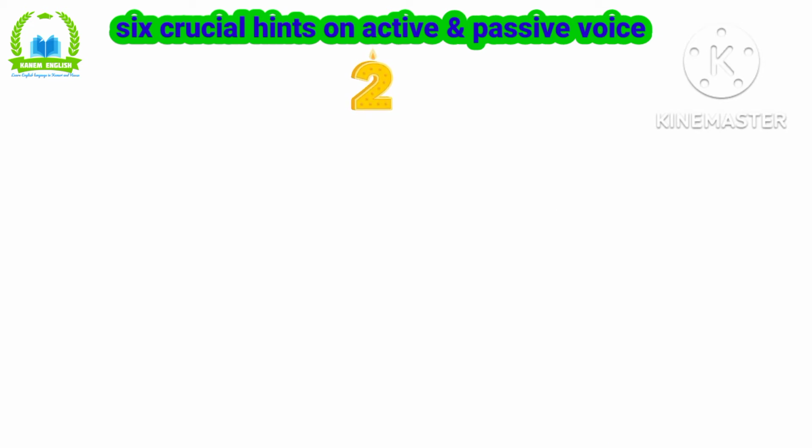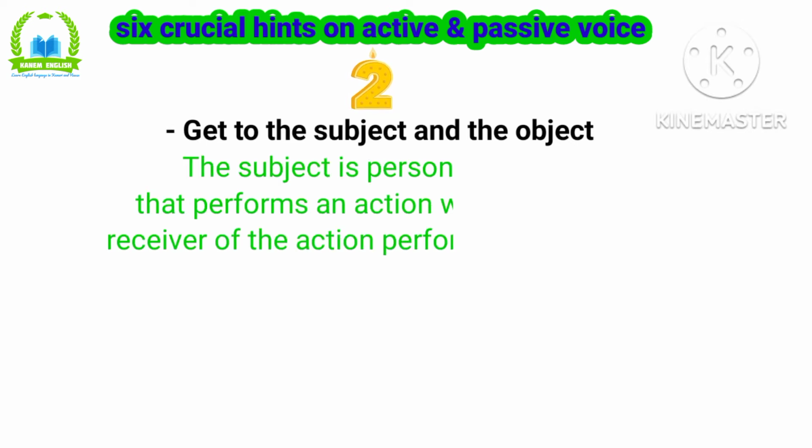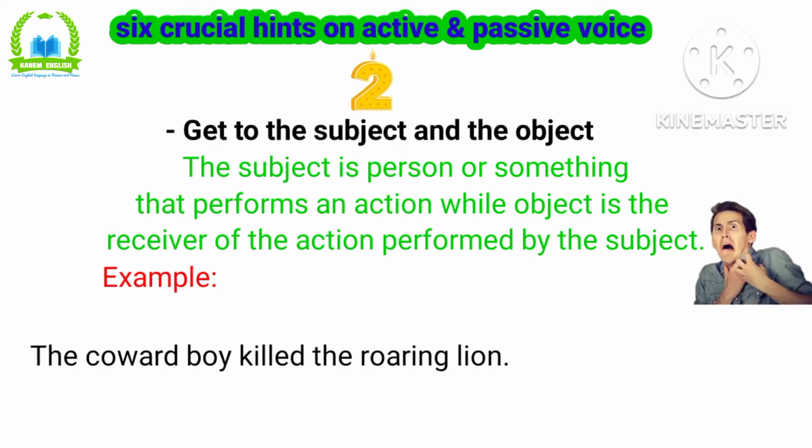Hint number 2, get to know the subject and the object. As we said earlier, the subject is the person or something that performs an action, while the object is the receiver of the action performed by the subject. Example, the coward boy killed the roaring lion.